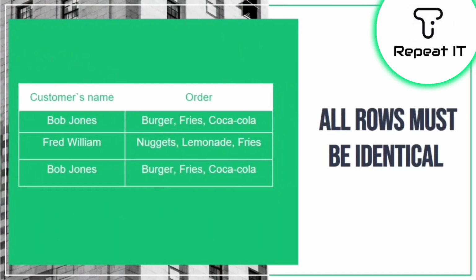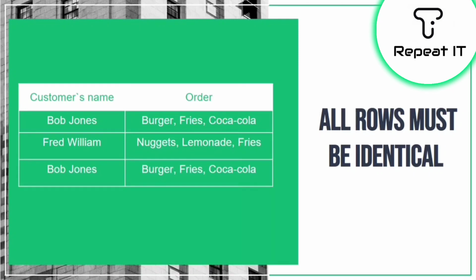First, each line must be unique. Here we have a table of takeaway orders, and for each order we have the customer's name and the customer's order. For example, Bob Jones ordered burger, fries, and Coca-Cola. Fred ordered nuggets, lemonade, and fries. Then Bob ordered burger, fries, and Coca-Cola again. Everything is fine except that we cannot distinguish the first line from the third line. Thus, we have no idea, for example, which order was placed first.